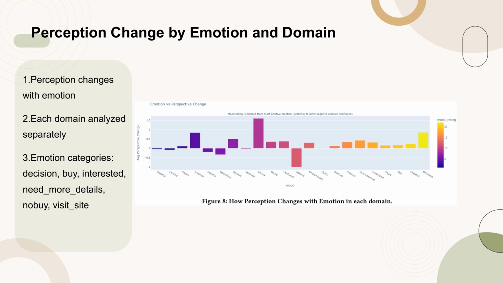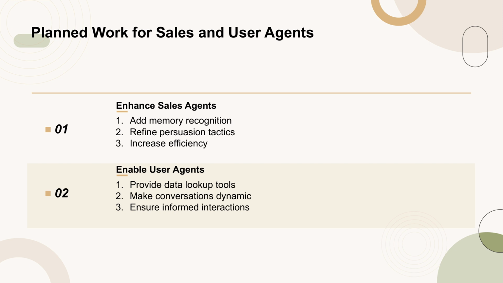In this chapter, the authors outline their planned enhancements for both sales agents and user agents. For sales agents, the plan includes adding memory recognition capabilities, which will allow them to recognize users and refine their persuasion tactics, thereby increasing their efficiency. For user agents, the plan involves equipping them with tools to look up data during conversations, which will make these interactions more dynamic and informed.